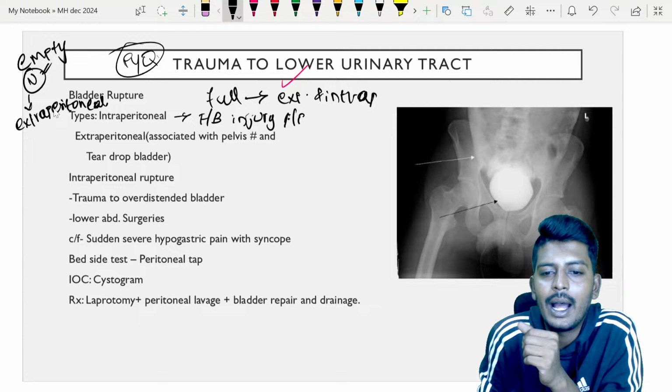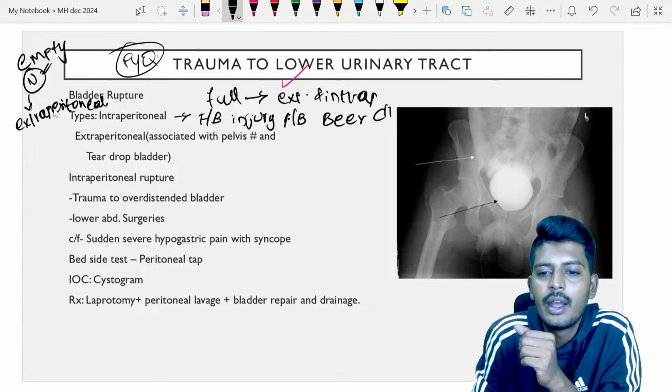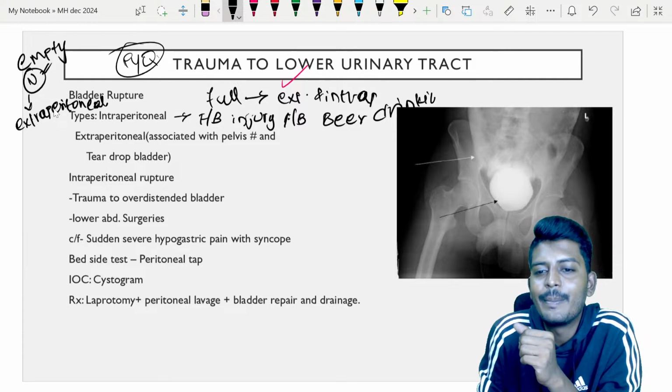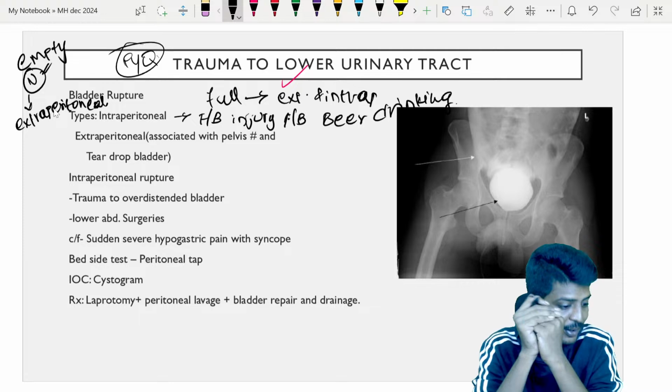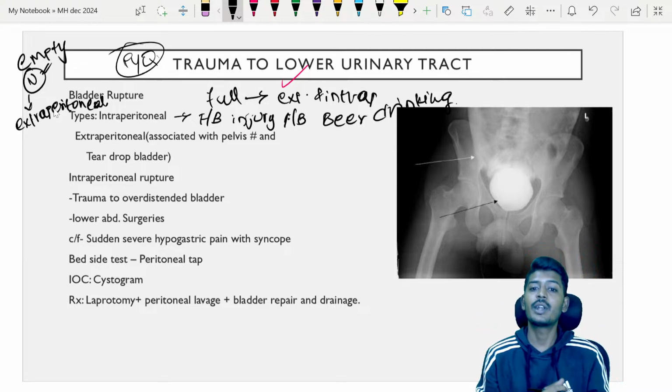Injury followed by beer drinking. Followed by beer drinking, what will be there? Excessive beer drinking, excessive filling of the bladder.